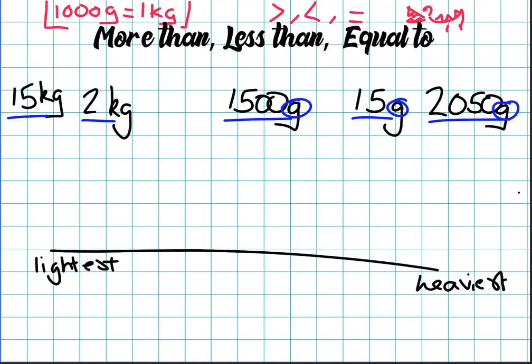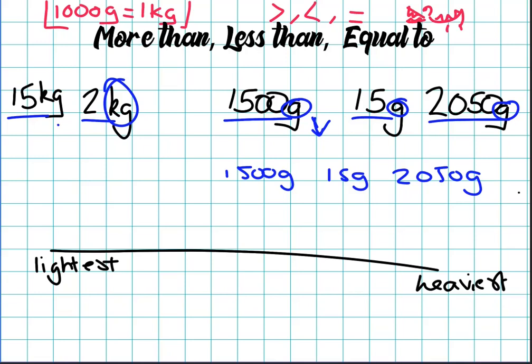The easiest thing to do is to try and change it all to one unit of measurement. And for you guys, it's going to be easier to change. Keep grams the same and think about the kilograms in terms of grams. So if I was to think about all of these in grams, I would have 1,500 grams, I'd have 15 grams, I'd have 2,050 grams, and then I've got these two to think about.